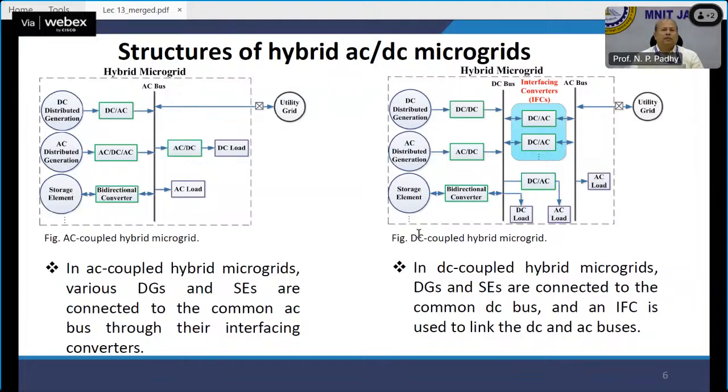And what people also say is that in a DC coupled hybrid microgrid, distributed generations and energy storages are connected to the common DC bus, and an IFC is used to link the DC to AC buses. Whereas in the first case, in AC coupled hybrid microgrid, various DGs and ACs are connected to the common AC bus through their interfacing converters. So if you majorly focus on AC bus, then you concentrate on the first structure. If you're focusing on a DC bus, then the second architecture becomes more suitable.